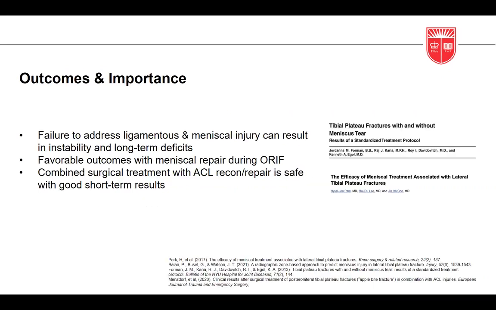Why is this important? Failure to address these ligamentous and meniscal injuries can result in persistent knee instability and long-term deficits such as increased post-traumatic arthritis and decreased satisfactory outcomes. Treatment of meniscal injuries at the time of surgical fixation has shown good clinical outcomes.